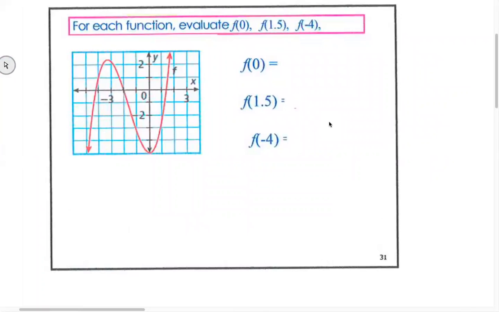All right. Destiny. For 0, where would we be? What is the value of our function? What was that? Negative 5. Very good. Hope, what about at 1.5?